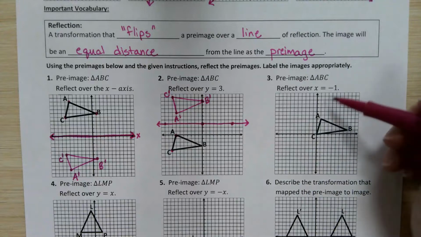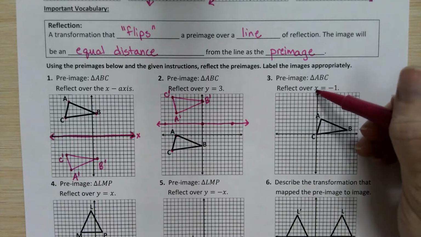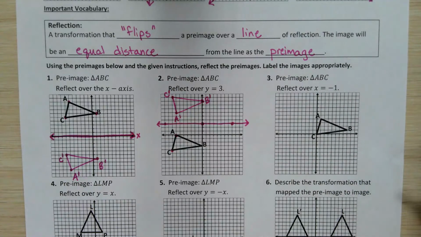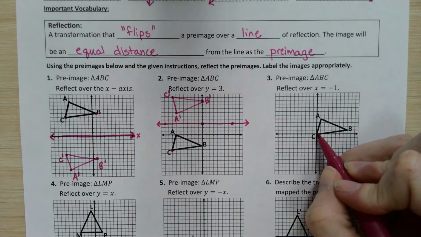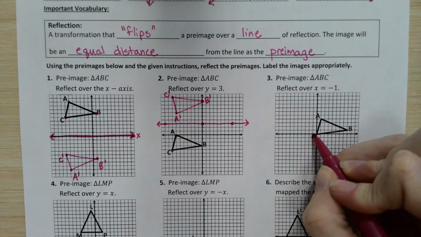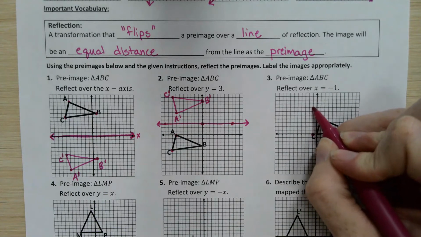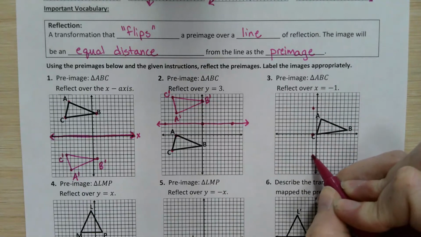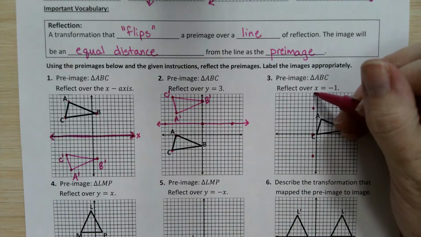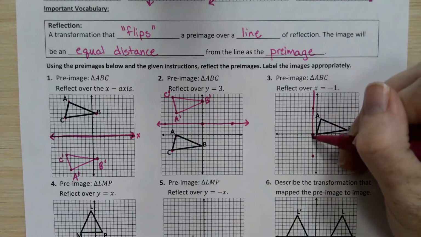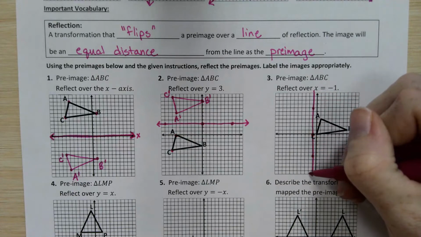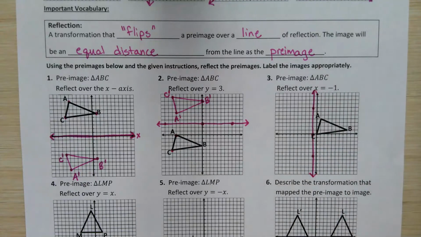Example number 3 switches up the line of reflection again, and it makes it an x equals equation. So if I'm at the origin and I want to find a spot where x is equal to -1, I'm going to move 1 to the left, but I could also go up and still be 1 to the left, or down and still be 1 to the left. So x equals -1 is going to be a vertical line through the x-axis at -1.